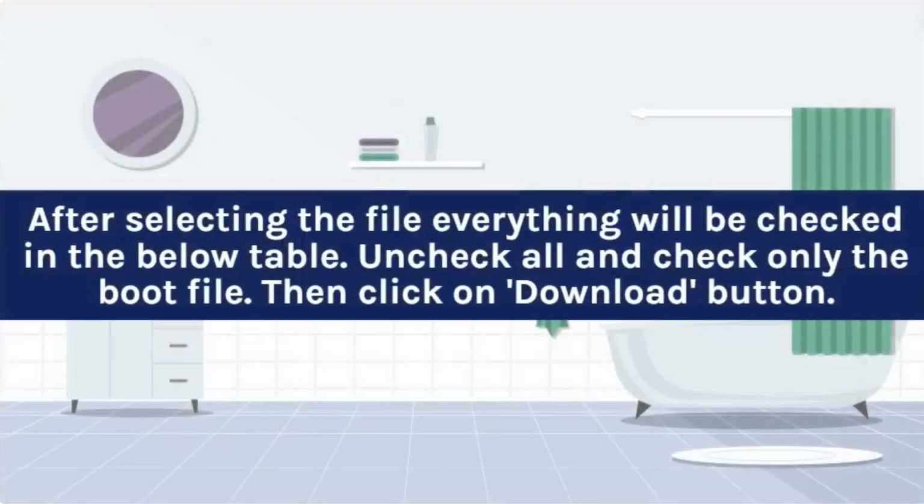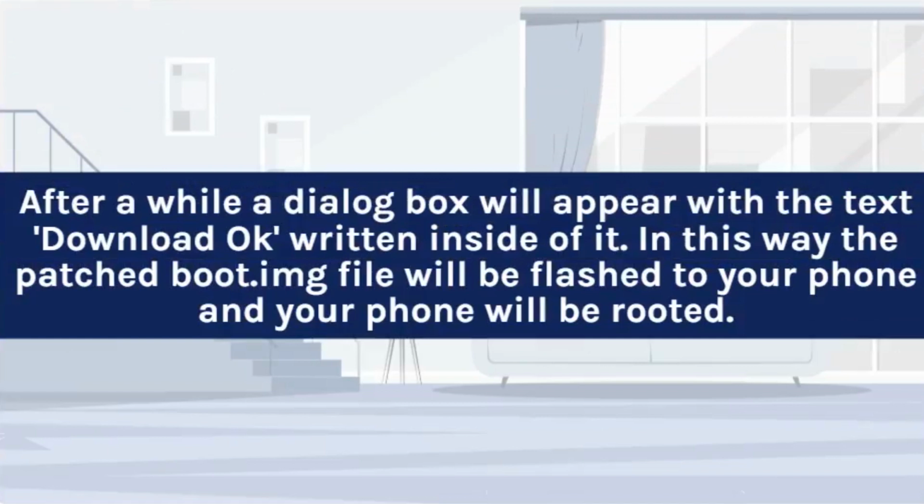After selecting the file everything will be checked in the below table. Uncheck all and check only the boot file. Then click on Download button. After a while a dialog box will appear with the text, Download OK, written inside of it. In this way the patched boot.img file will be flashed to your phone and your phone will be rooted.